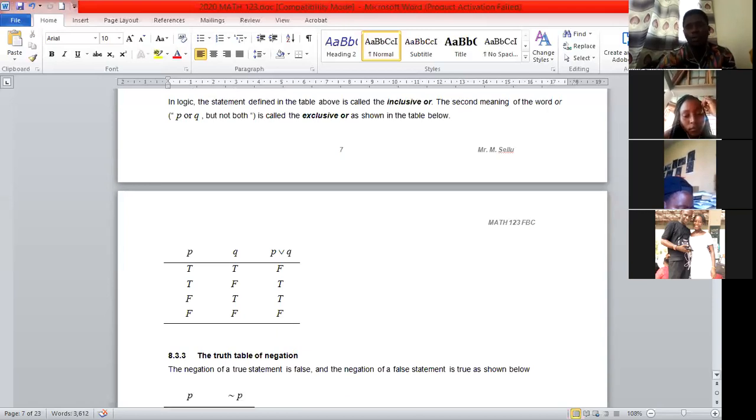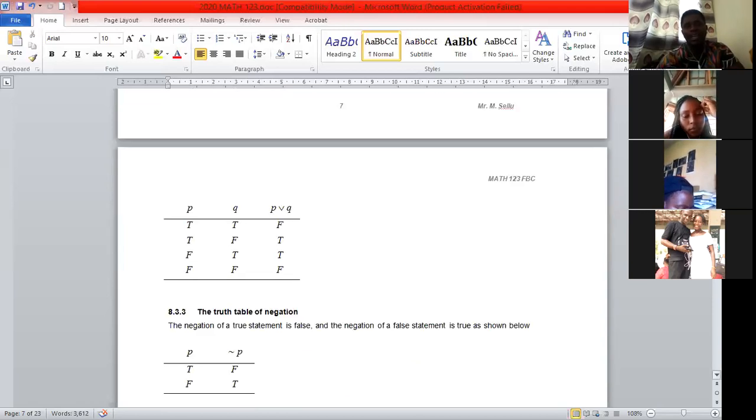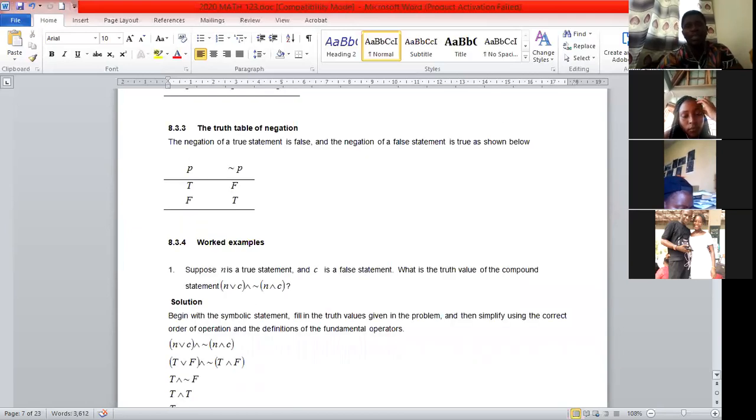The exclusive or. And the final aspect is negation. How do I negate this statement? To negate this statement, look at P. The statement is what? True and false. The statement is true and false.